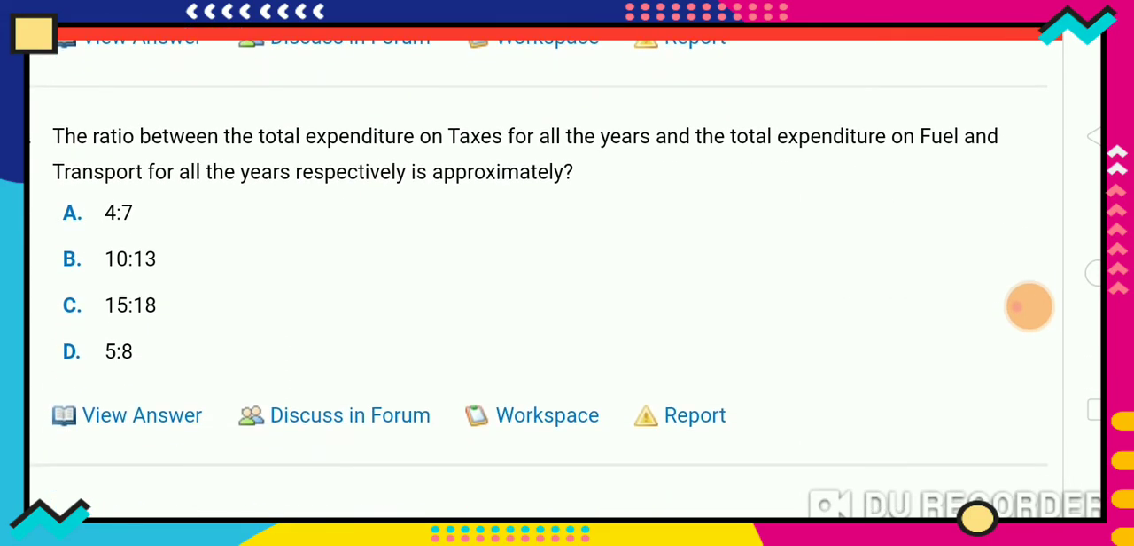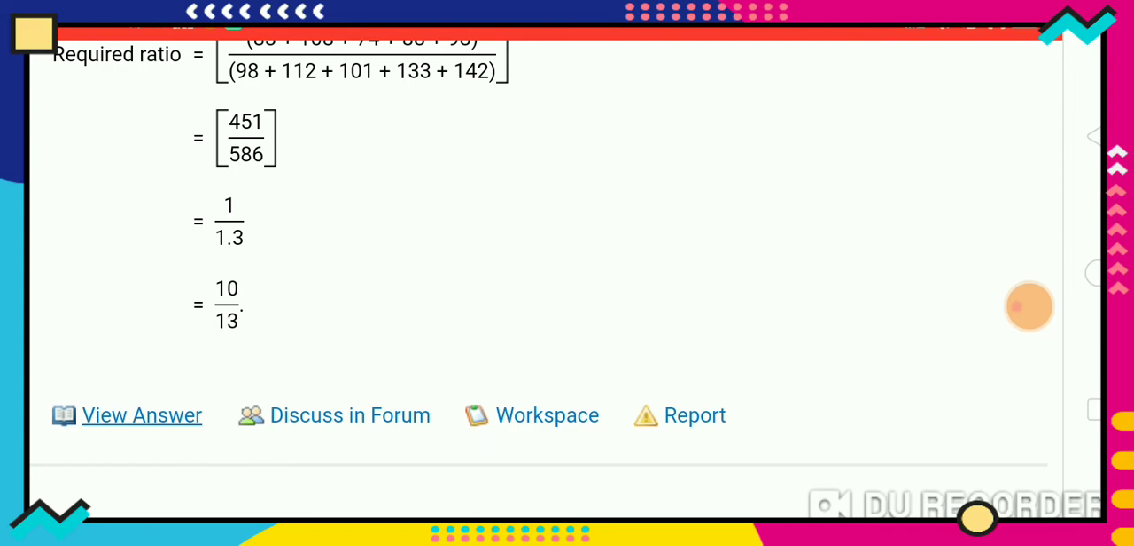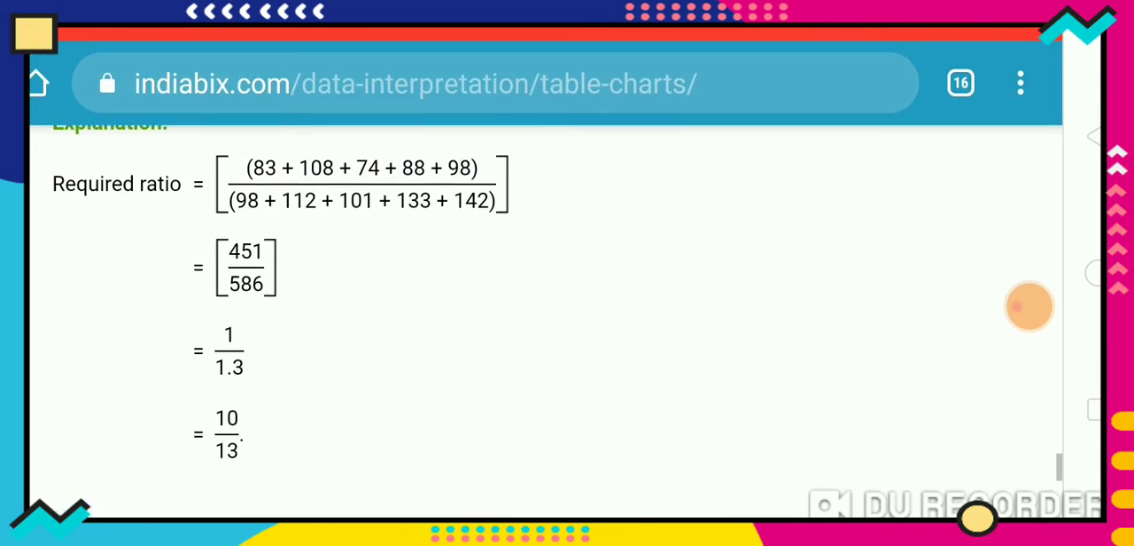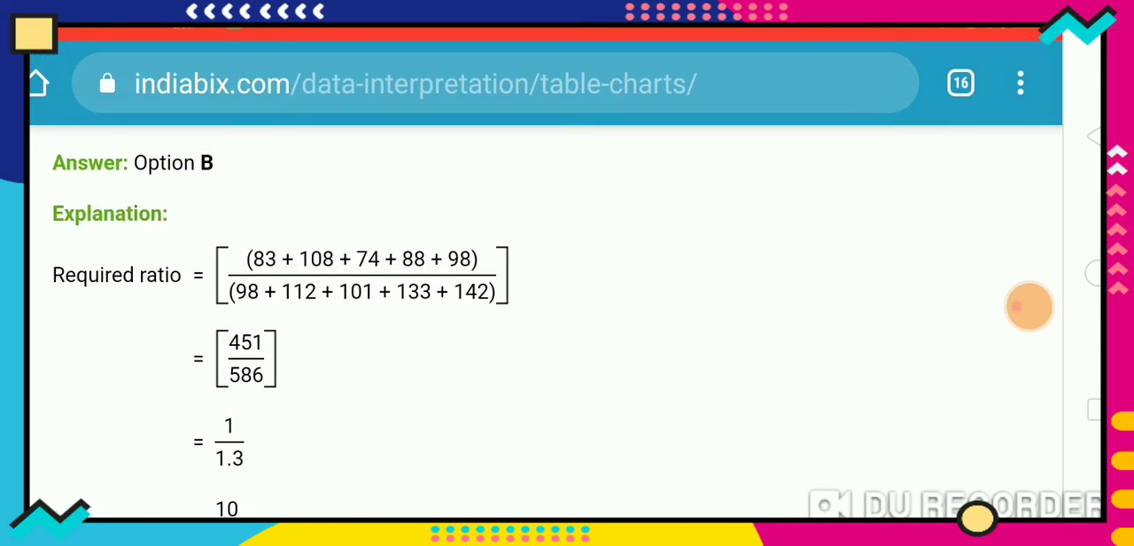Last question in this topic, guys. The ratio between the total expenditure on taxes for all the years and the total expenditure on fuel and transport for all the years. We are adding all the taxes for all the years, and the total expenditure on fuel and transport for all the years. Now we are adding the total expenditure in tax and in fuel and transport, these columns. They did not mention any percentage, so we do not multiply here.